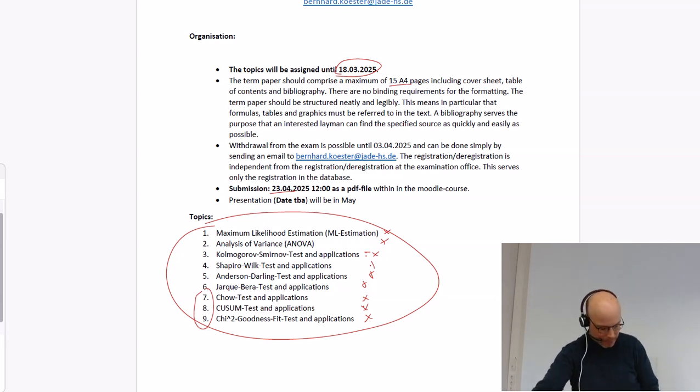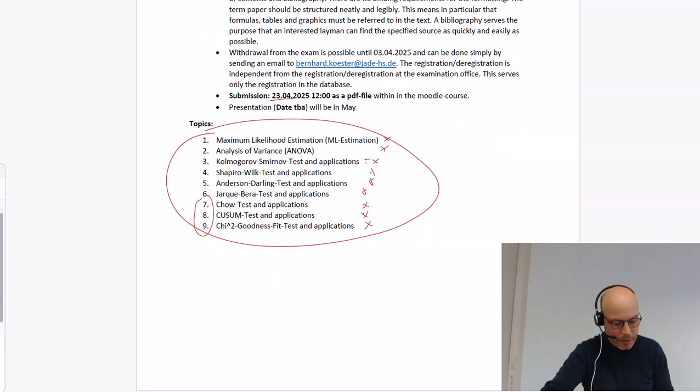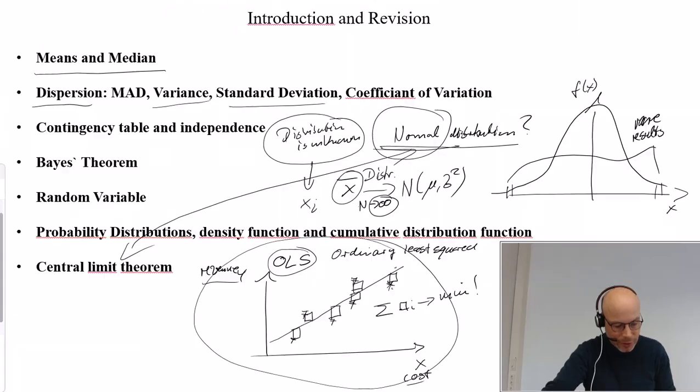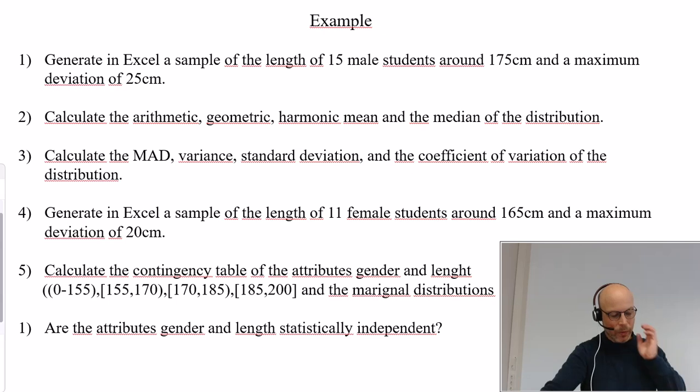So we will start with a short revision: means and median. Hopefully you know what an arithmetic mean is, what a geometric mean is, and what the median of a distribution is. And for this, we will start with a little example and generate our data on our own.